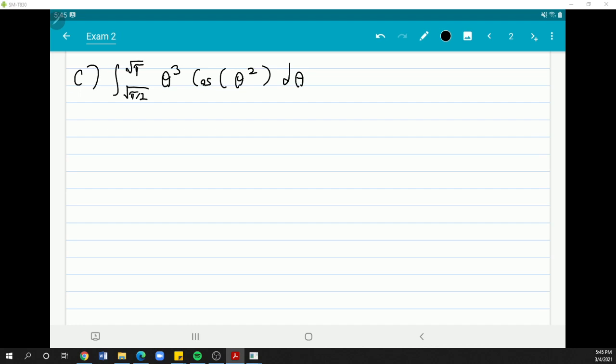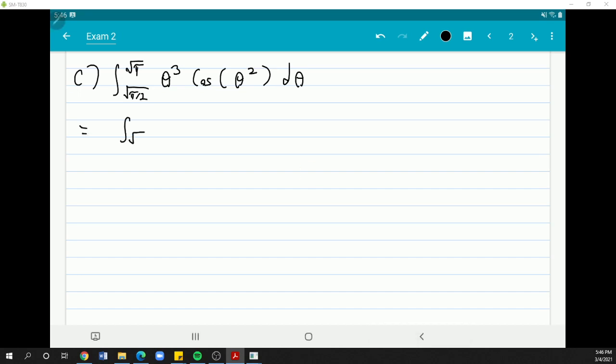And at first you might be worried and you say, uh-oh, there's not a u substitution, like, do I want to do integration by parts here? Because there's a theta cubed and a cosine of theta squared. And both of those just seem like they would be really awful integrals to have to do. So there's a trick here.